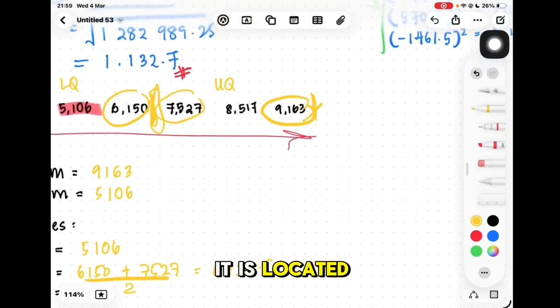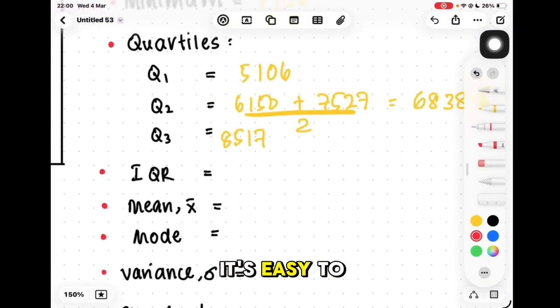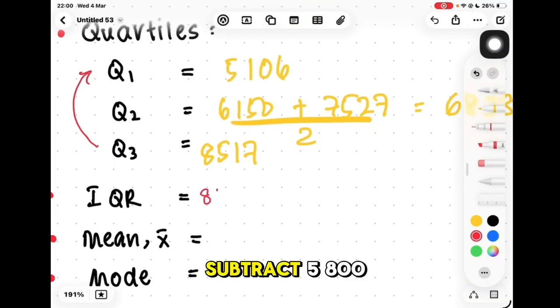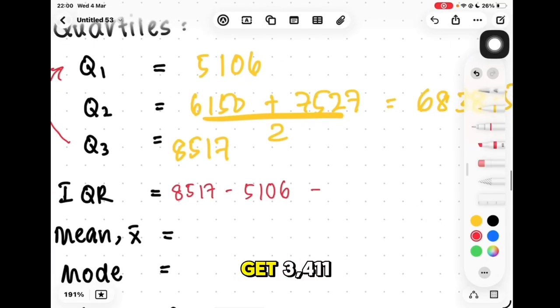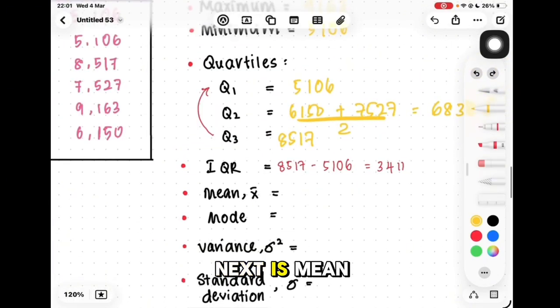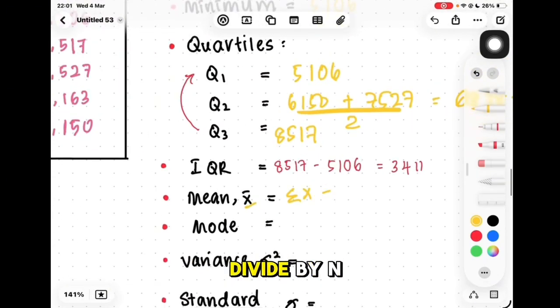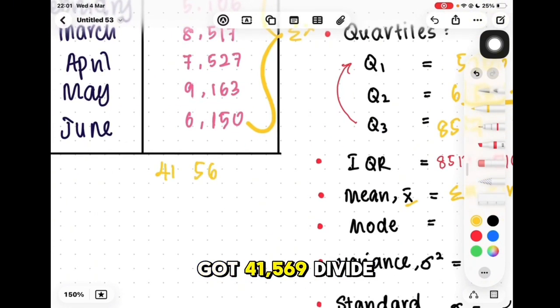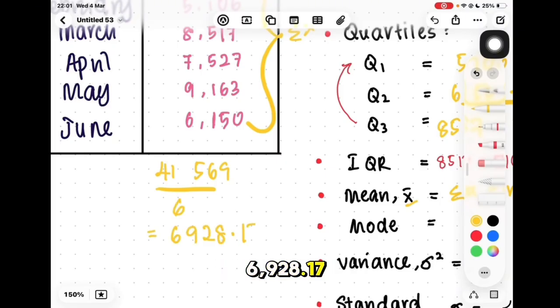Q3 is located in the middle of the upper quartile, which is 8,507. The IQR is easy to calculate because we just subtract Q1 from Q3. So when we subtract 5,106 from 8,517, we get 3,411. Next is the mean. Mean is the total of x divided by n. So we add up all of these, and we get 41,569 divided by 6. Then we get 6,928.17. This is the mean.